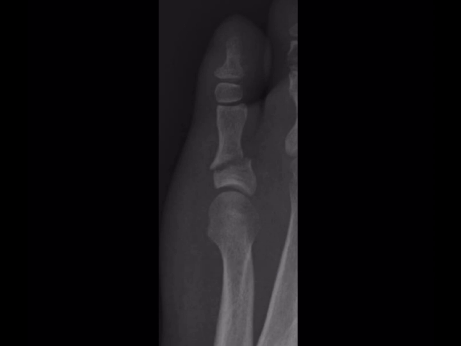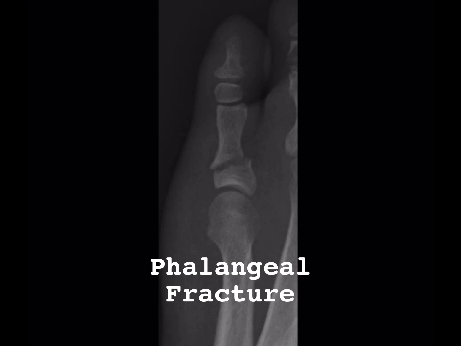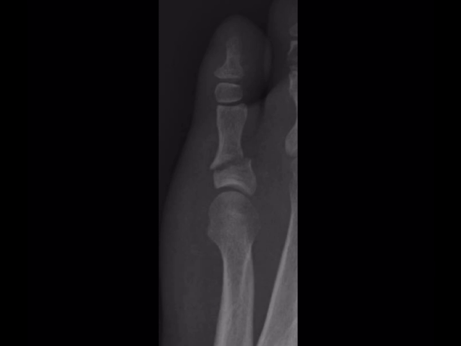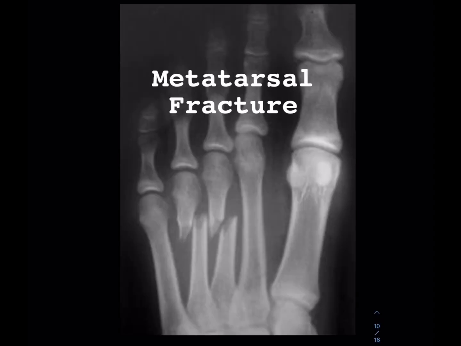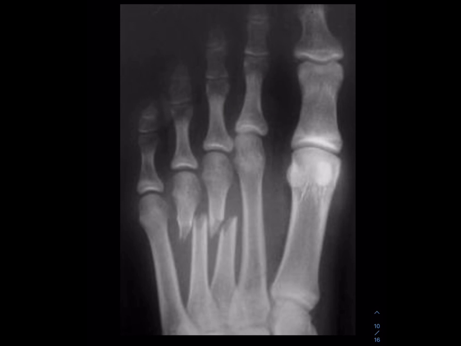First of all is phalangeal fracture. In this radiograph, you can see that there is a fracture of the proximal phalanx of the little toe here. Next is metatarsal fracture. In this radiograph, you can see that there is a fracture of the shaft of the third and fourth metatarsal bone. This one and this one.